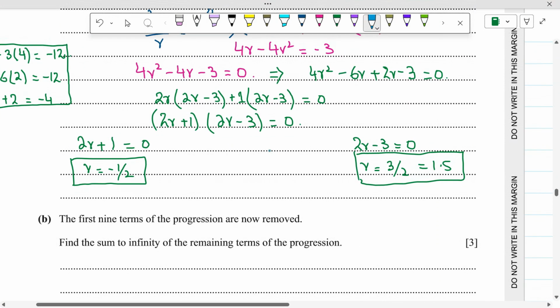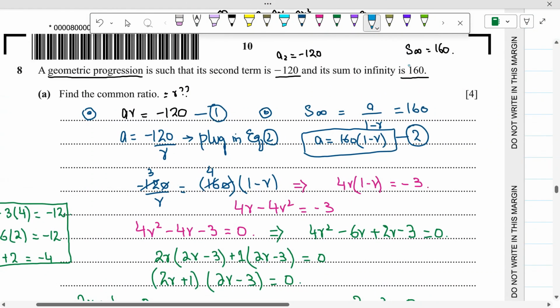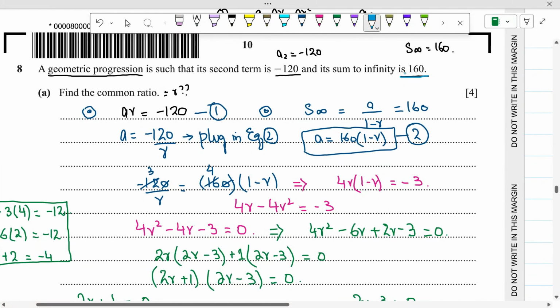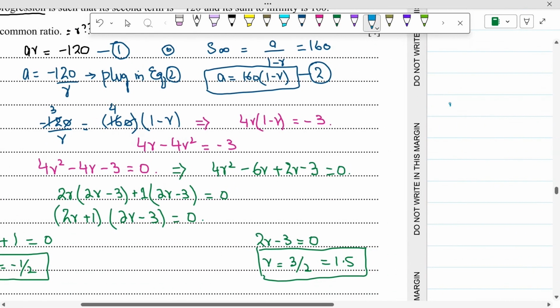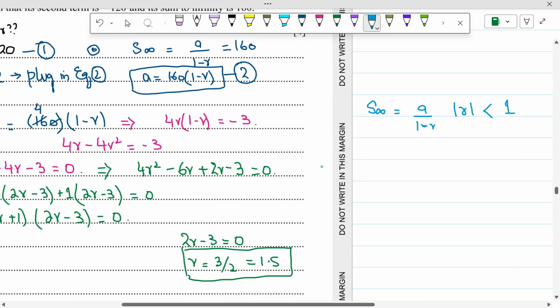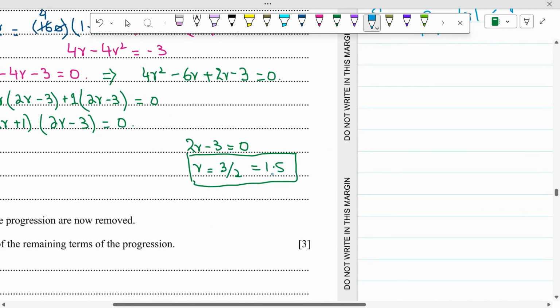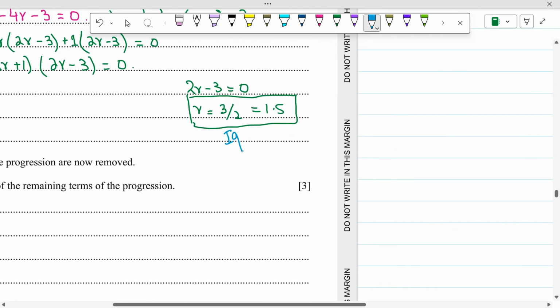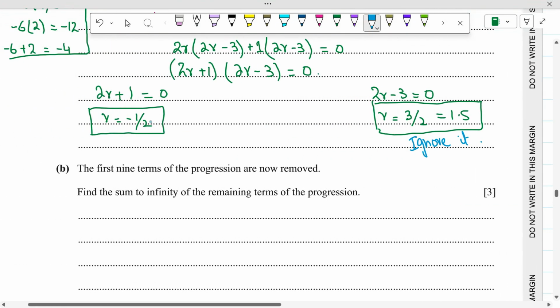Which one is applicable? You can see that sum to infinity is equal to 160, and we know that sum to infinity is equal to A over 1 minus R, given that the absolute value of R should be less than 1, and in this case R is greater than 1, so we will ignore it. So we can say that the applicable value of R is equal to negative 1 over 2.